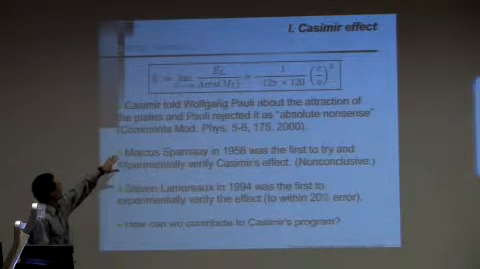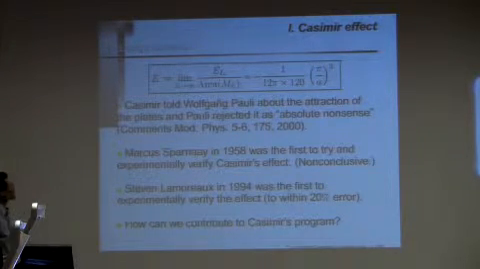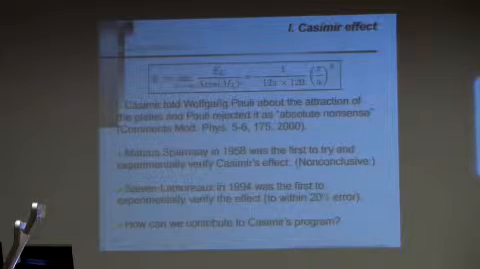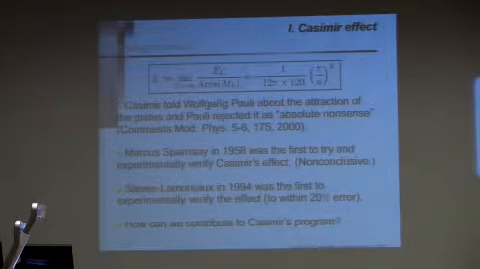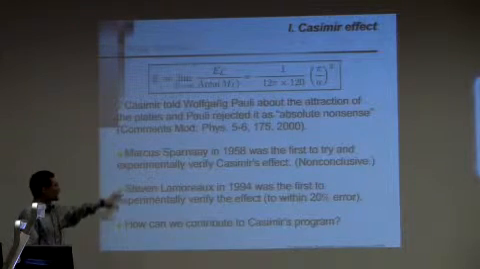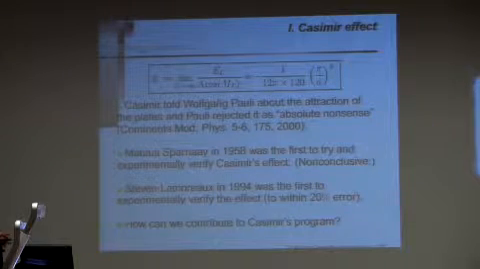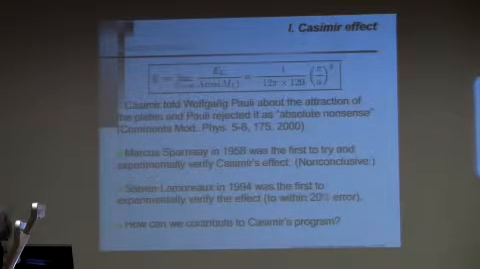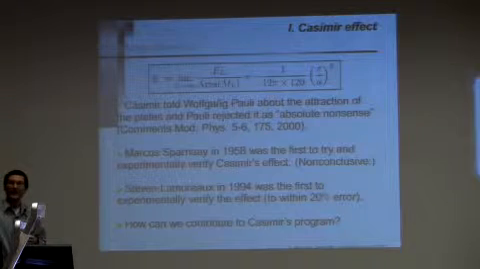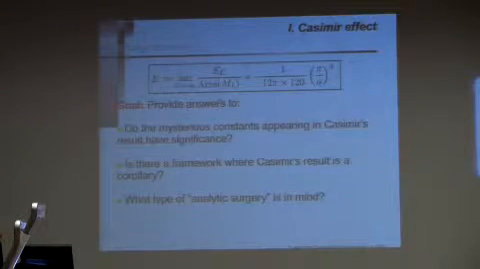And just one little remark here is that Casimir told Pauli about this energy from nowhere, and somehow Pauli's response was that it was absolute nonsense. But actually, as we said, it's been experimentally verified that indeed we do have these forces that somehow pop up from nowhere. Okay, so somehow we want to contribute to Casimir's program, and how are we going to do that?